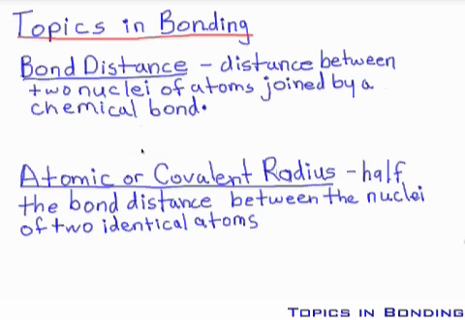Bond distance is defined as shown, the distance between two nuclei of atoms joined by a chemical bond. That is, if we draw, for example, a Lewis structure for two hydrogens which are bonded together, the bond length is the actual distance between the nuclei of those atoms.